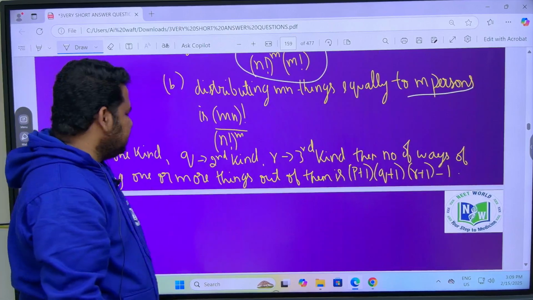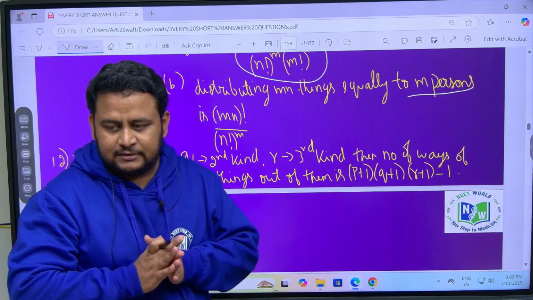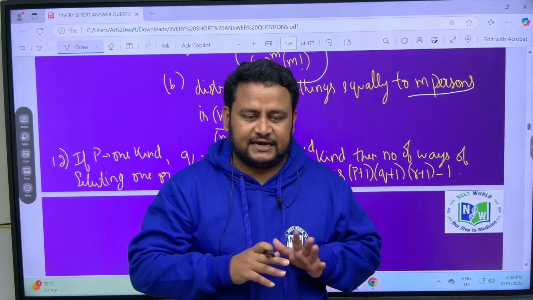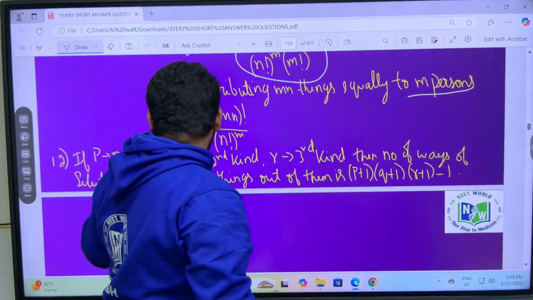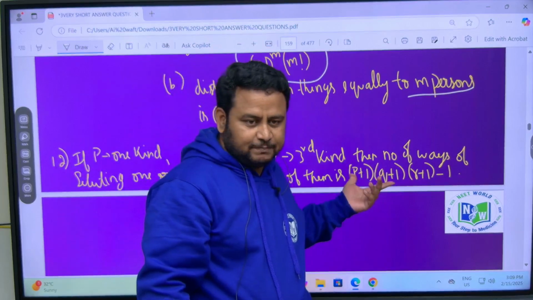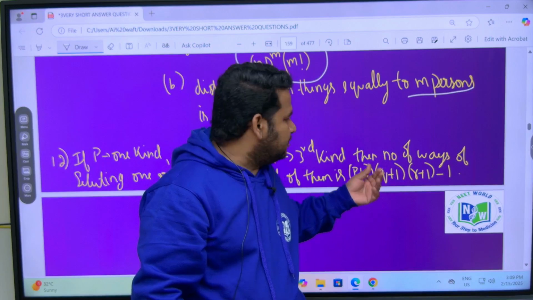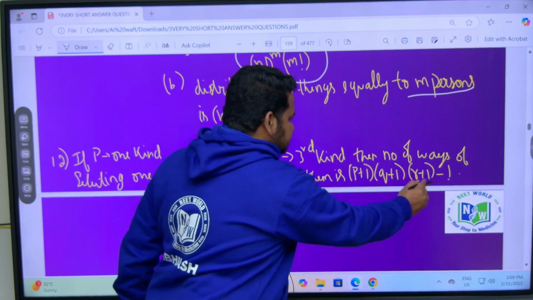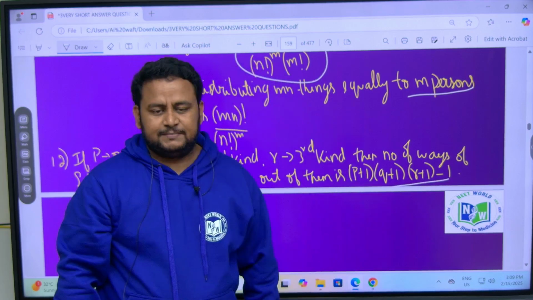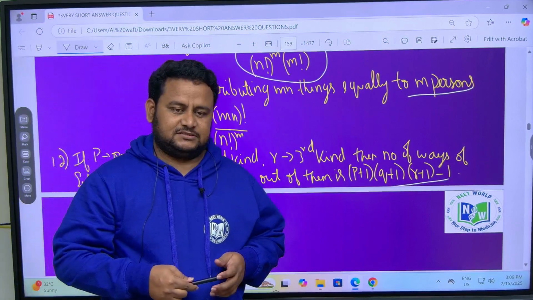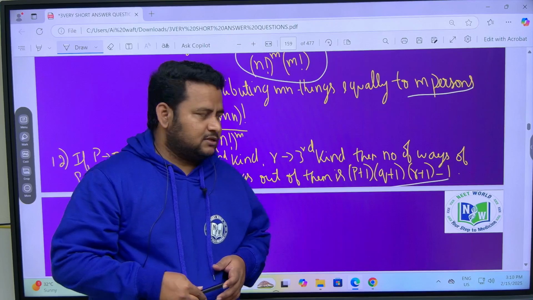Now, see here, if p objects are of one kind, q objects are of a second kind and r objects are of a third kind, then the number of ways of selecting one or more things out of them is given by (p plus 1)(q plus 1)(r plus 1) minus 1. This is also a highly important result. All these results are very important for the intermediate exam and even more important for your MSET and JEE exams. Got it, friends?